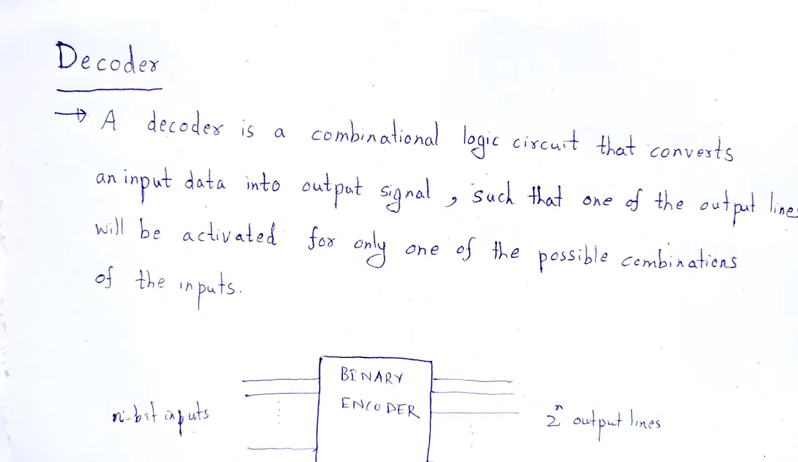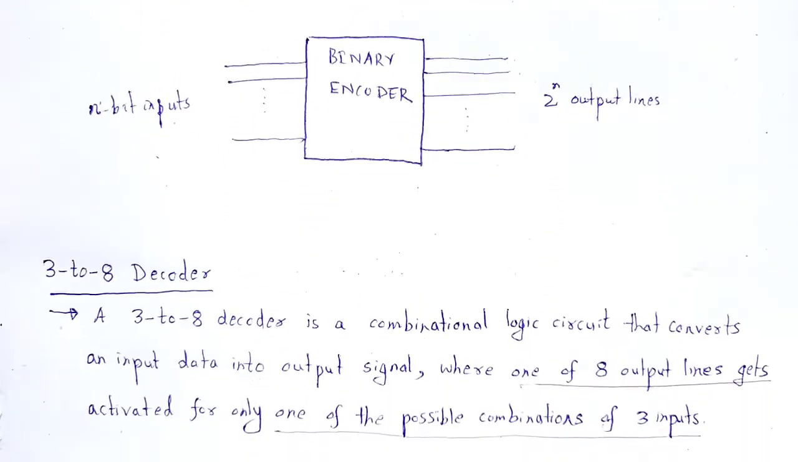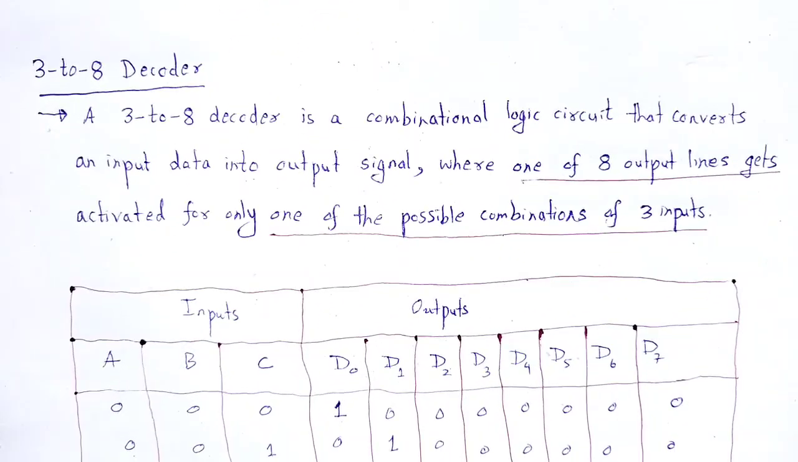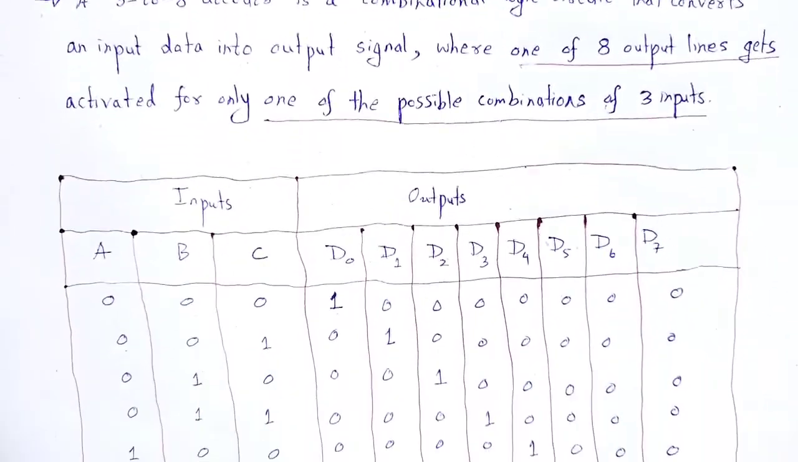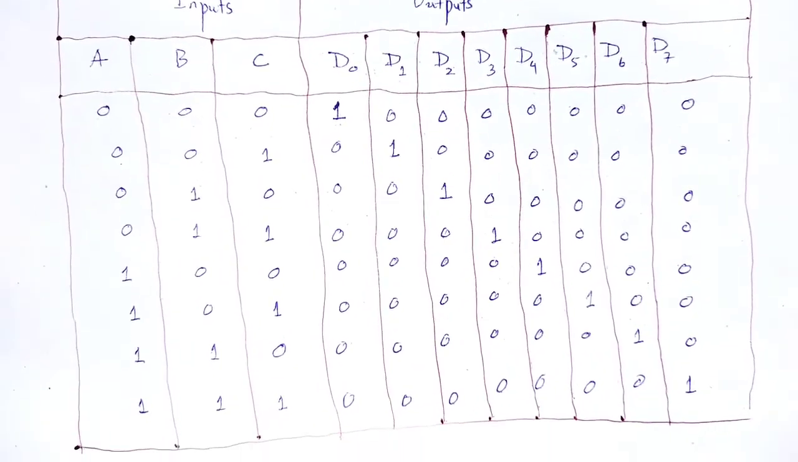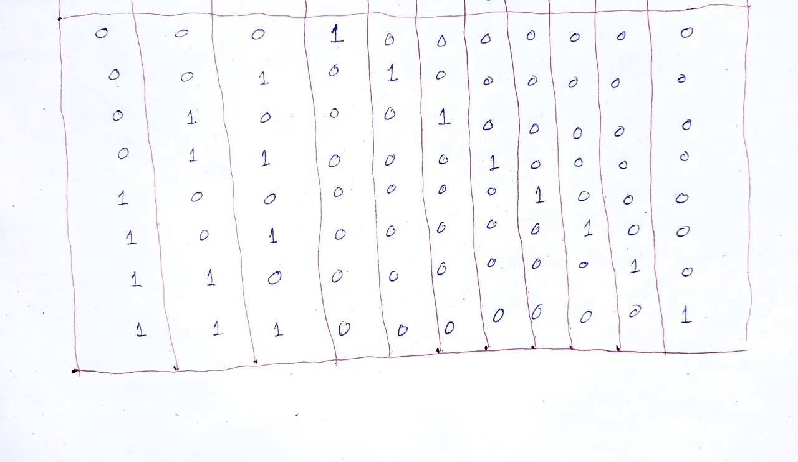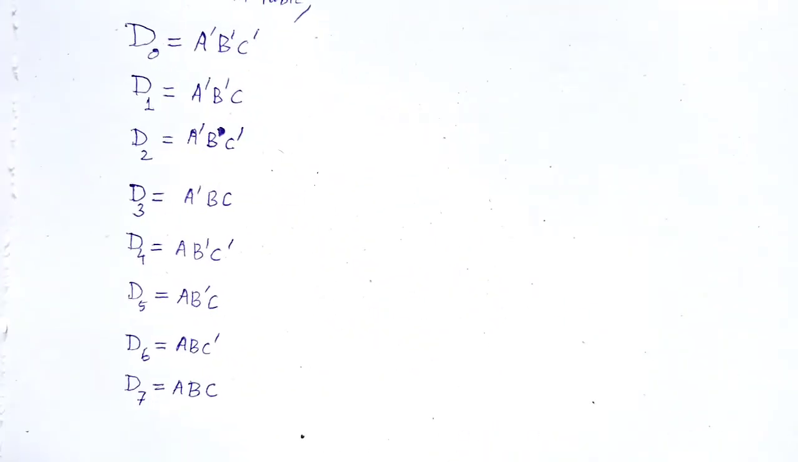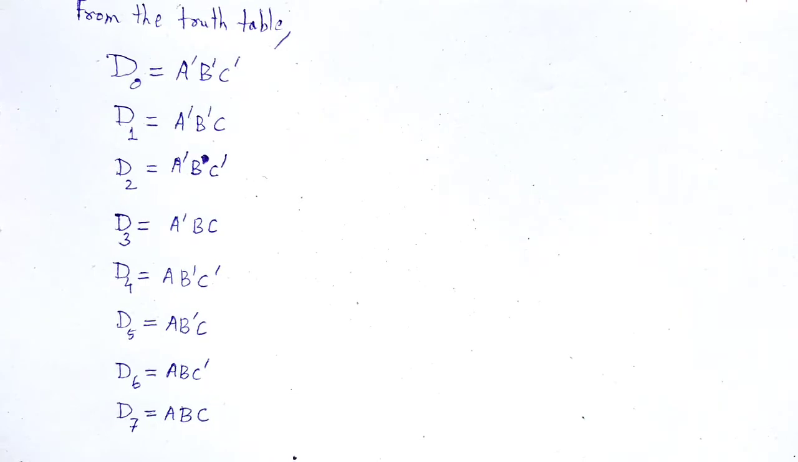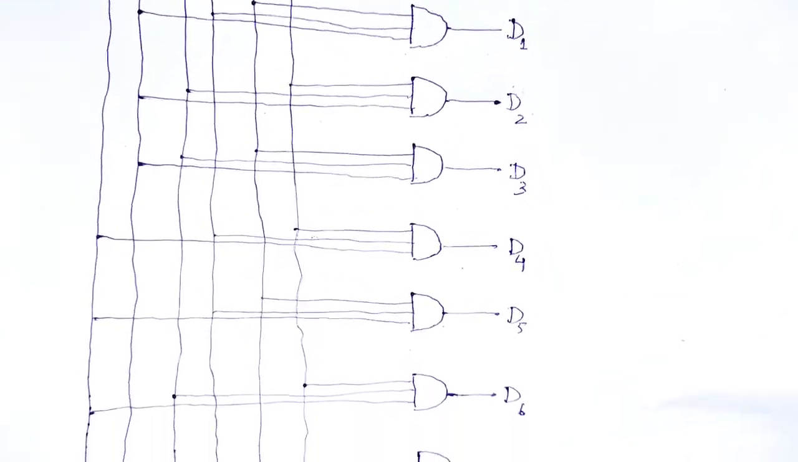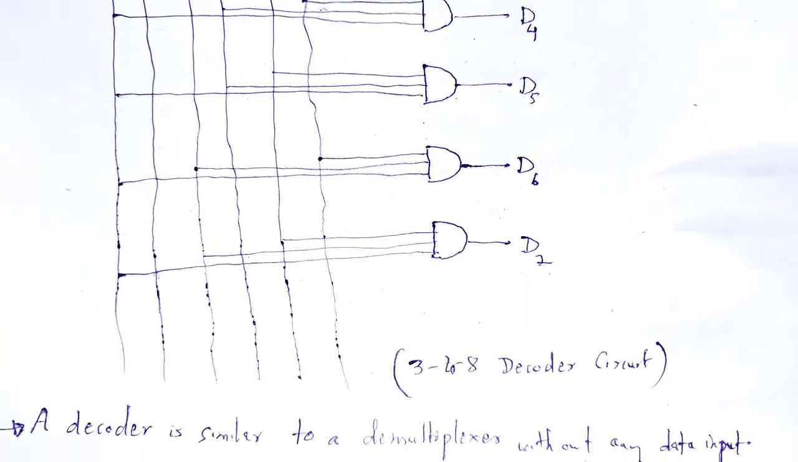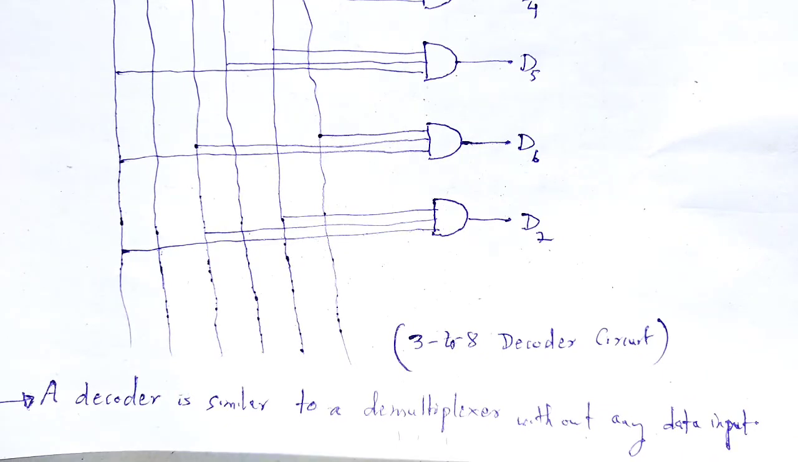So, with the help of this video lecture, we understand the concept of decoder. Two kinds of decoder as examples: the 3 to 8 decoder, with 3 inputs, 8 outputs, and a truth table. Using that truth table, we expressed the Boolean expressions. Taking these Boolean expressions, we implement the logic circuit, and a decoder is just similar to a demultiplexer without any kind of data input.